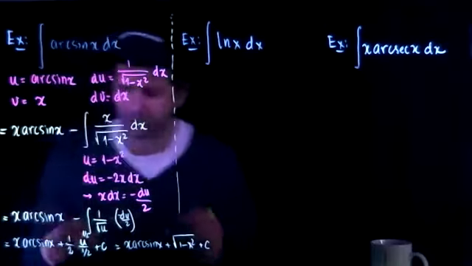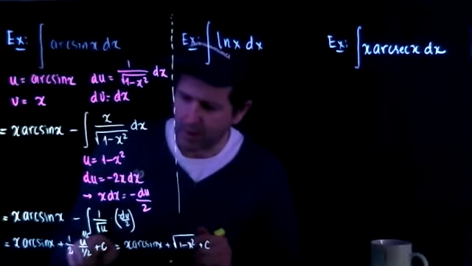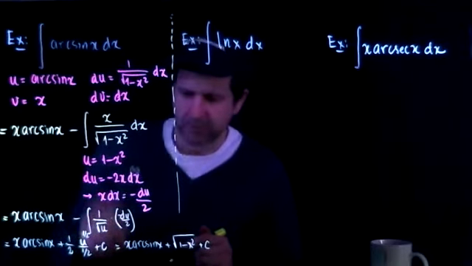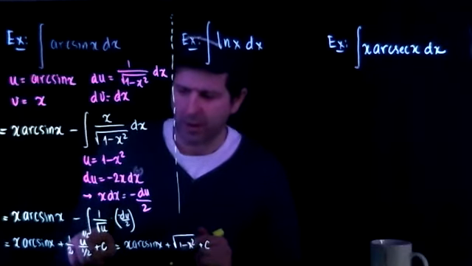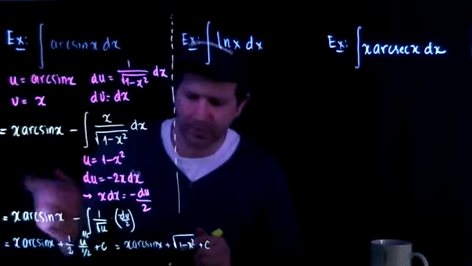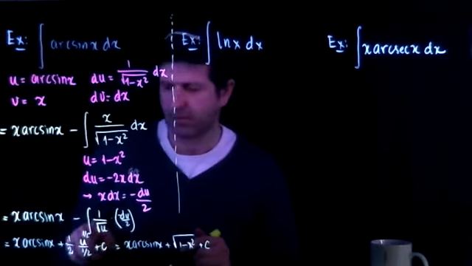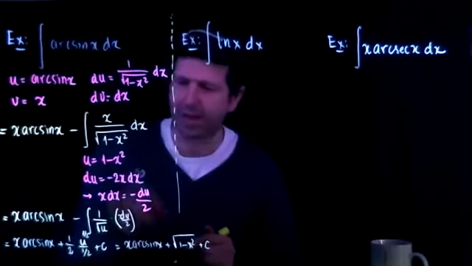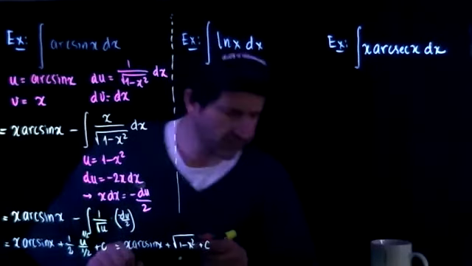Okay? And that's it. u power negative half plus 1 over negative half plus 1 on the bottom. Okay. All right. And then the next step, I just replace the u back by 1 minus x squared and I'm done.